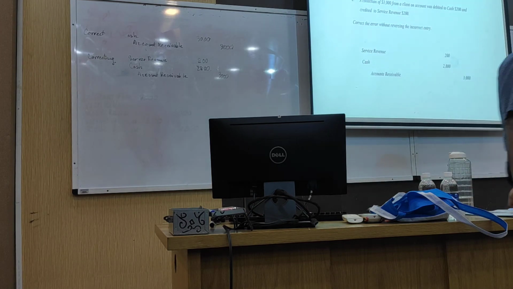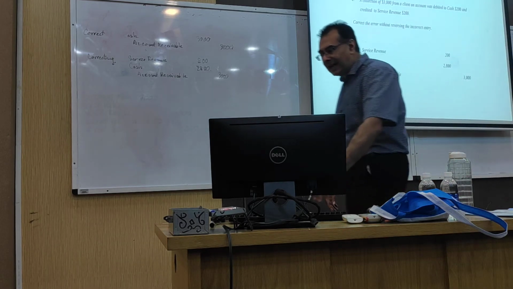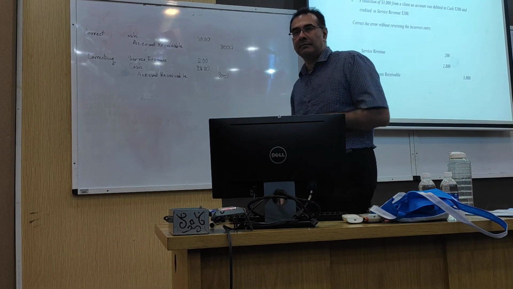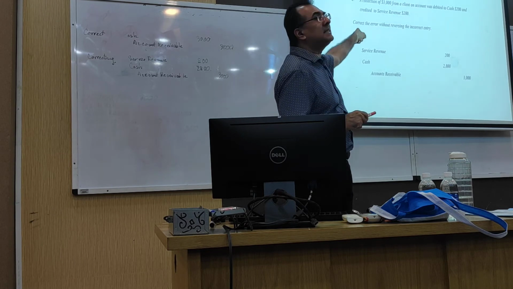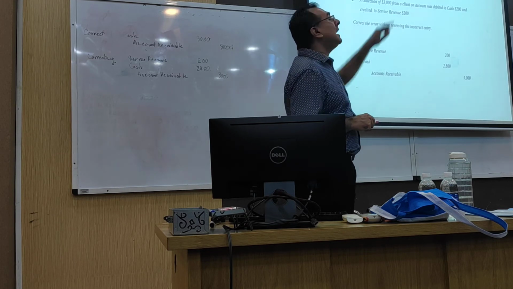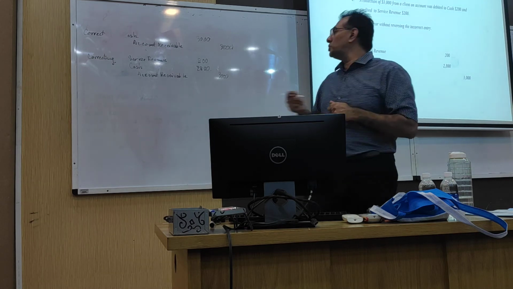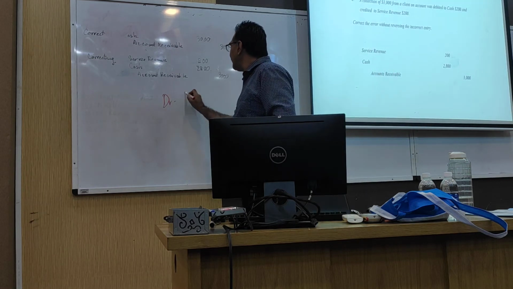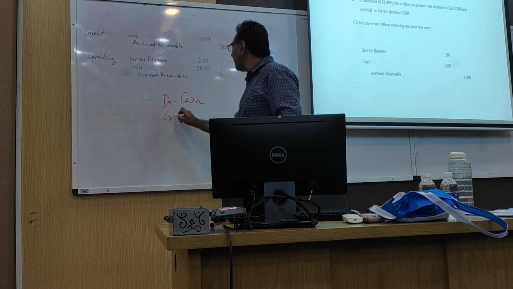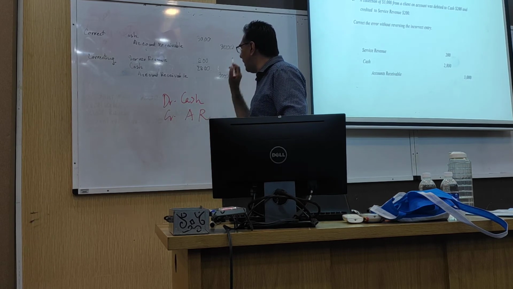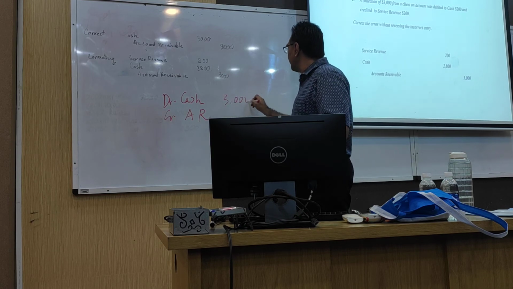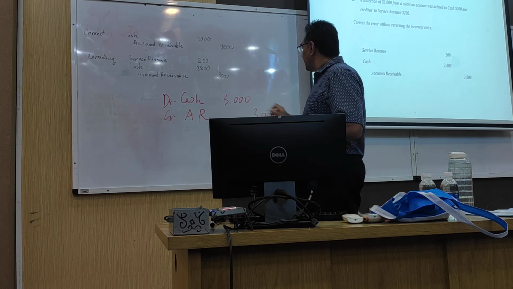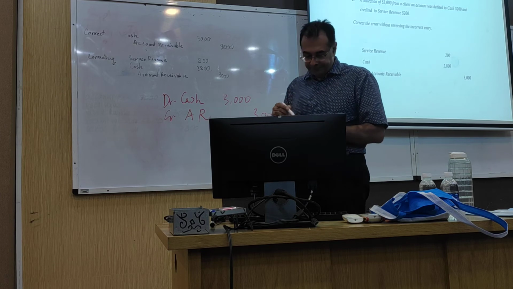It's not clear. All right, now let's start. Okay, let's start with what I should have done. All right? What I should have done is, I know I collected from a client on account. That means I should have debit cash and credit account receivable for 3,000. Right? But what did I do?